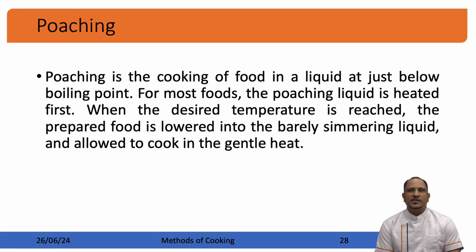Okay. Next moist method is poaching. Okay. Similar to boiling, but there is a change of temperature. As we discussed, in case of boiling, you see the bubbles on the surface of the water. In case of poaching, bubbles are on the bottom of the pan inside the cooking liquid.